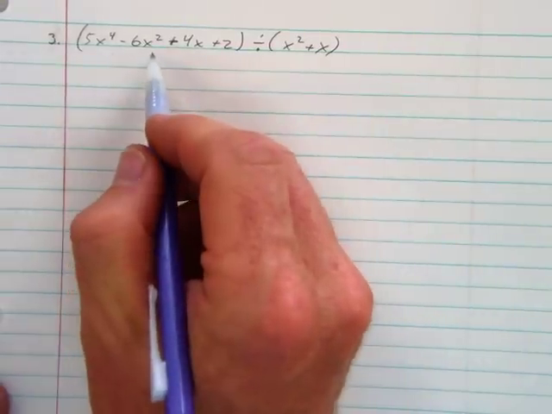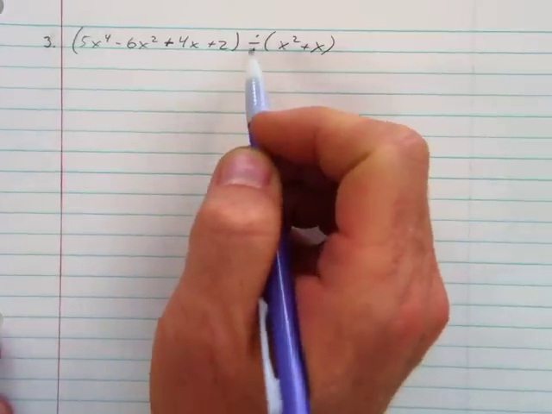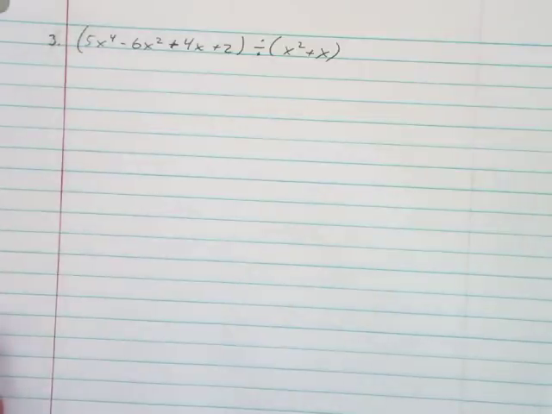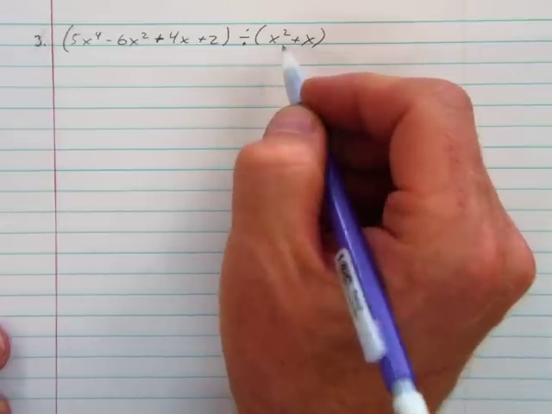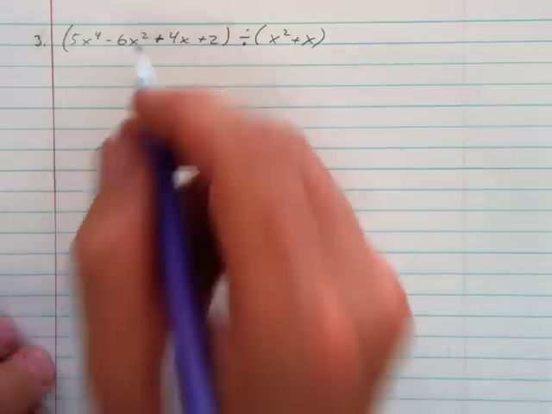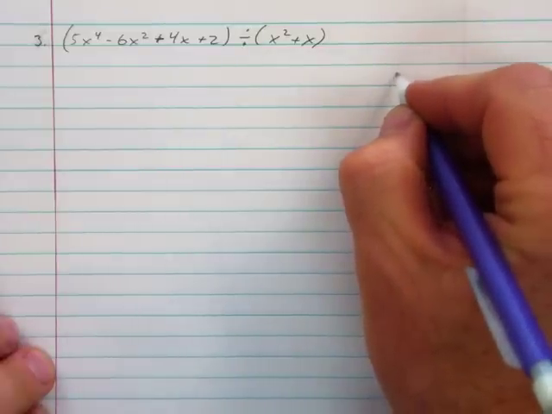5x to the fourth minus 6x squared plus 4x plus 2 divided by x squared plus x. Can we use synthetic division for this? No. Why? Because this is x squared that we're dividing by, so we're going to have to use long division. Before I do that, let's take a look at a problem over here on the side.